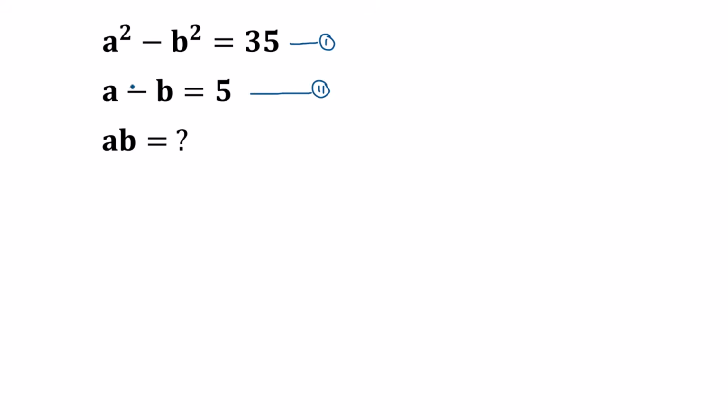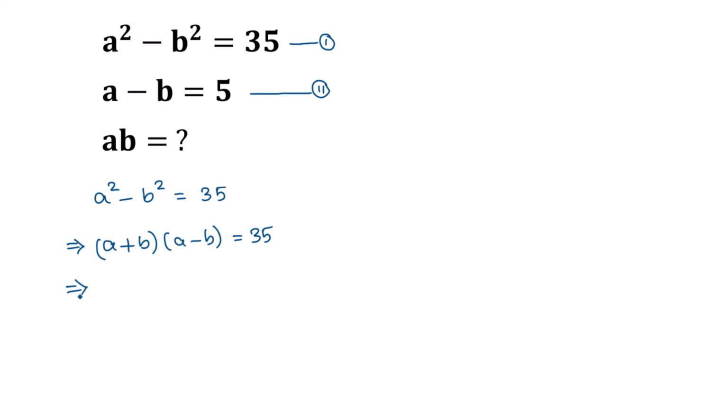Now from 1 we have a square minus b square, this is 35. Or a square minus b square, we can write it as a plus b times a minus b. So applying this formula, a plus b times a minus b is equal to 35.